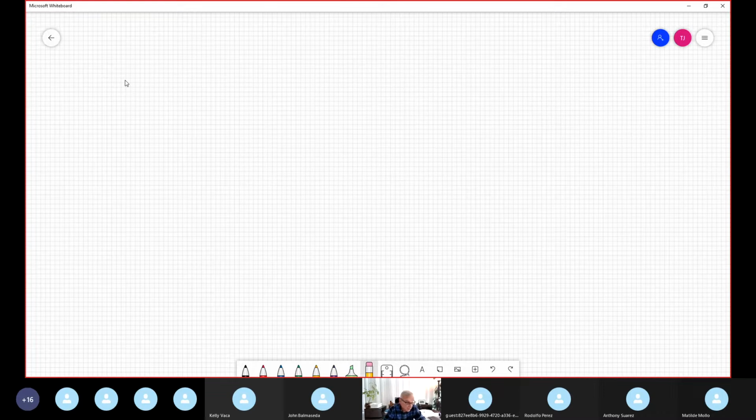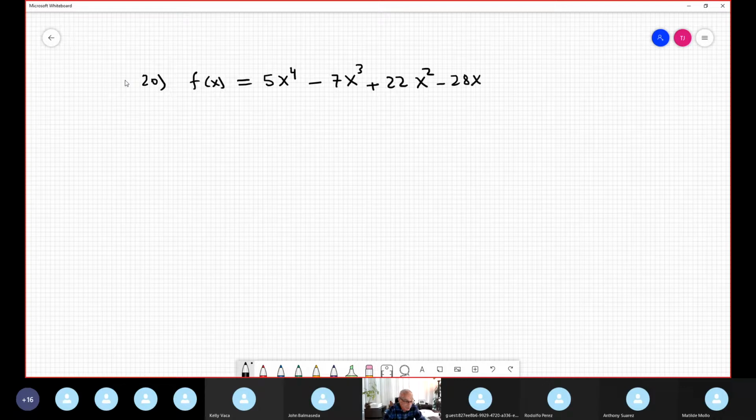Okay, 20 is 5 x to the 4th power. The problem is I have 2 pages. We look at 2 pages. Entonces the polynomial 20 is 5x to the 4th power minus 7 x to the 3rd power plus 22 x squared minus 28x plus 8.